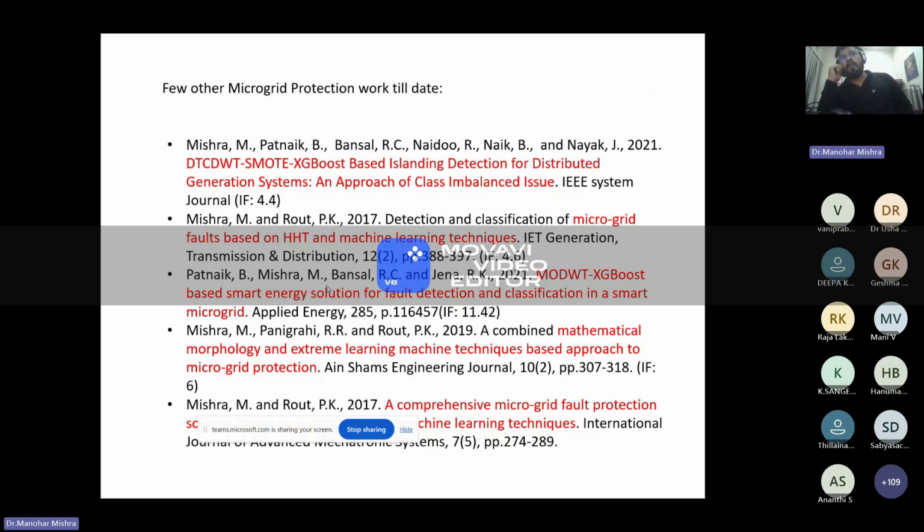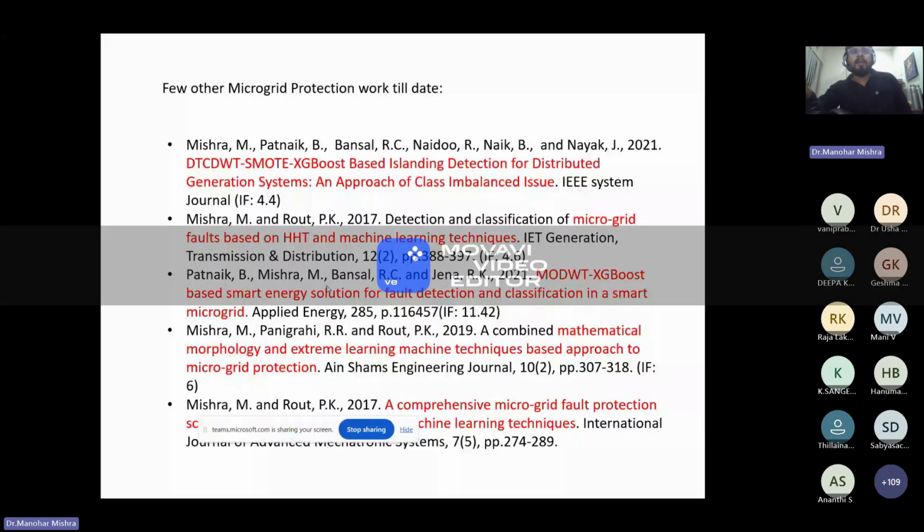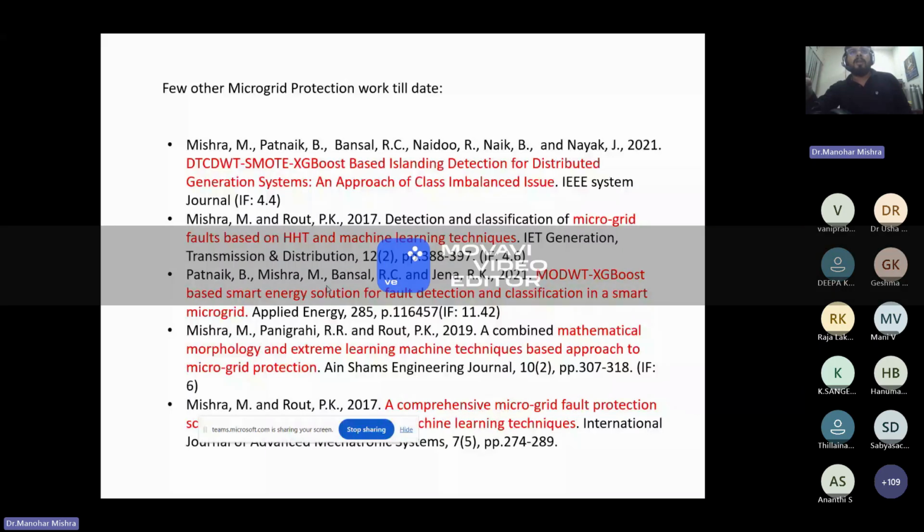There are a few other microgrid protection works also, where we applied different methods. This is one IEEE Systems Journal paper where we applied the dual tree complex wavelet transform. This is another microgrid protection paper in IET Generation, Transmission and Distribution, Applied Energy, and the International Journal of Advanced Mechatronics. These are the other papers that we have published on different signal processing and machine learning techniques. Here we have used extreme learning machines, XGBoost, and other machine learning techniques.